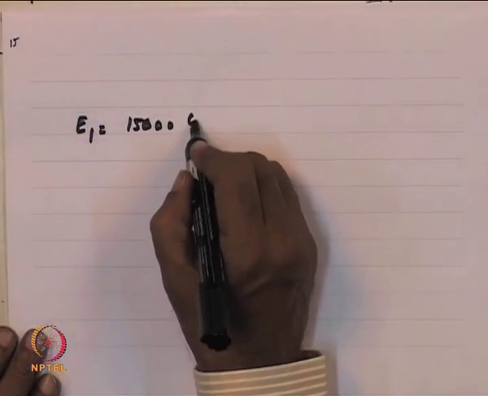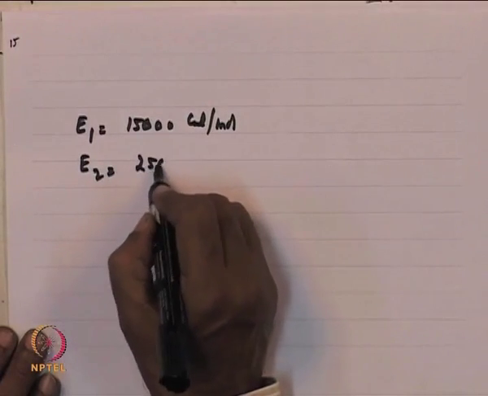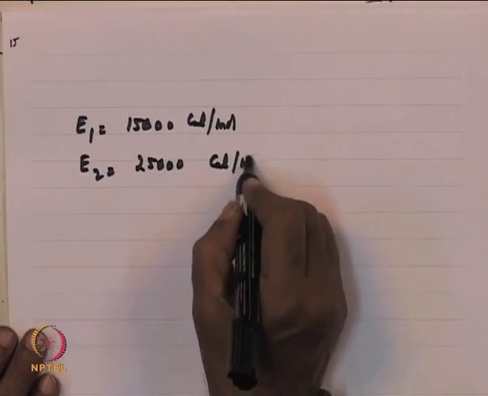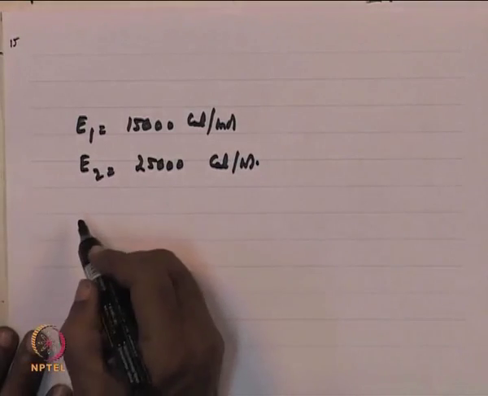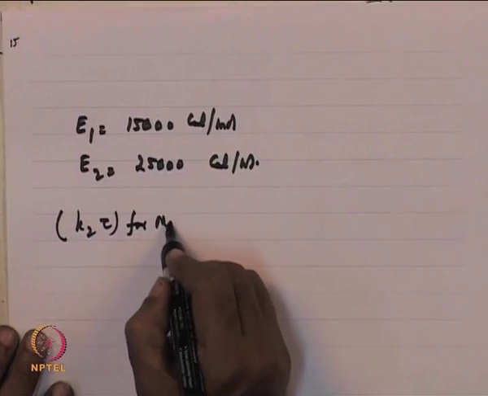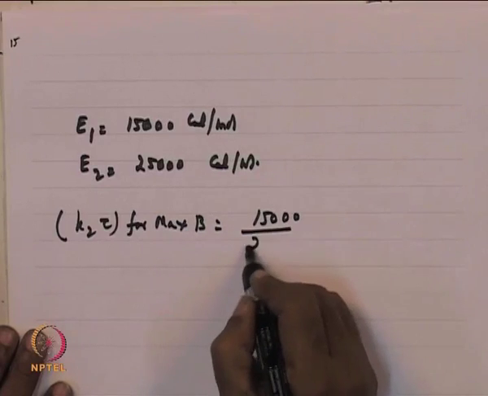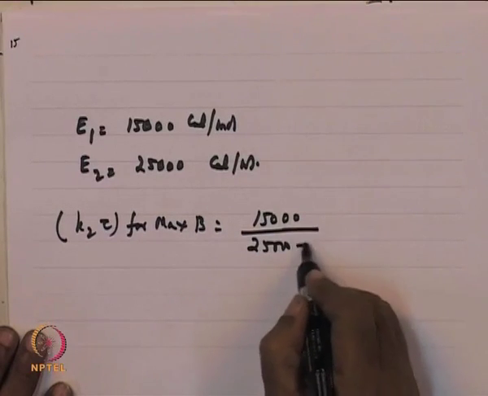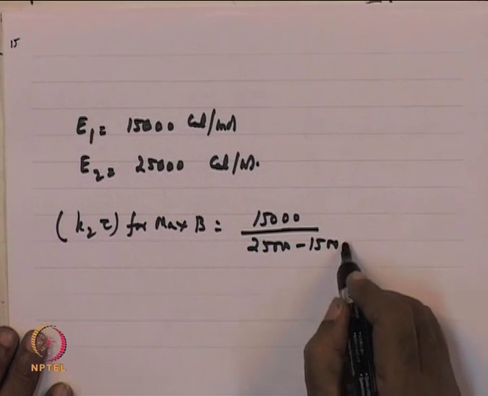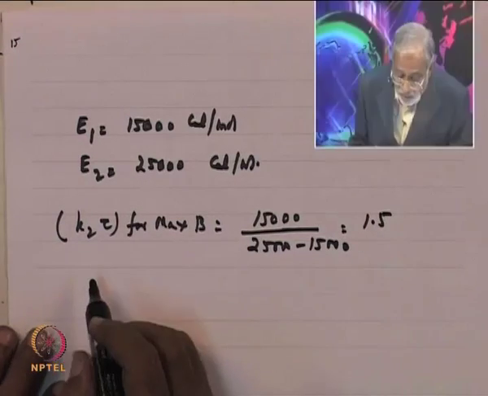In the data, E1 is given as 15,000 in units of calories per mole, E2 is given as 25,000 in units of calories per mole. Therefore, if you put these conditions in, you should have k2 tau for max production of B equal to 15,000 divided by 25,000 minus 15,000, correct? That is equal to 1.5.